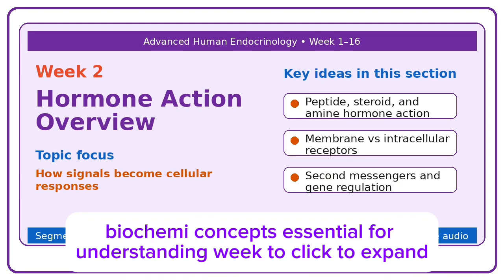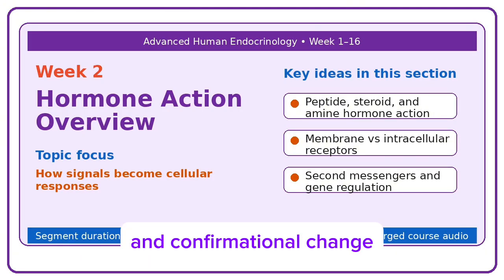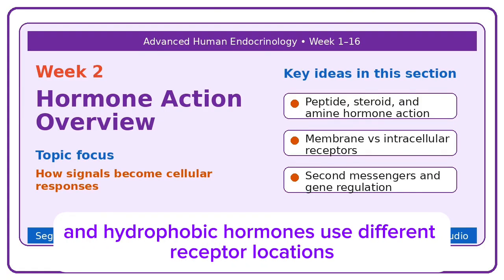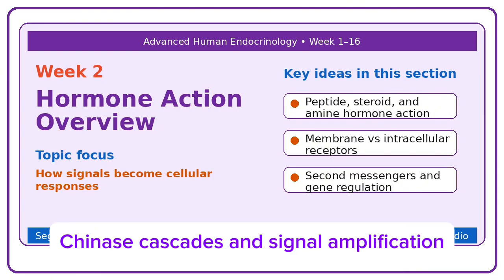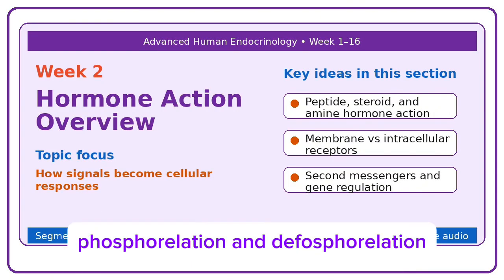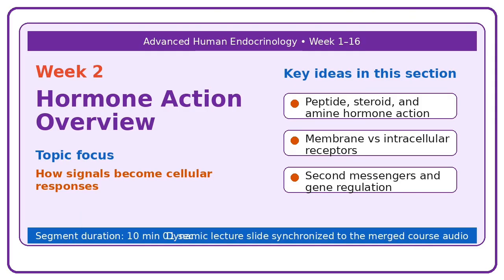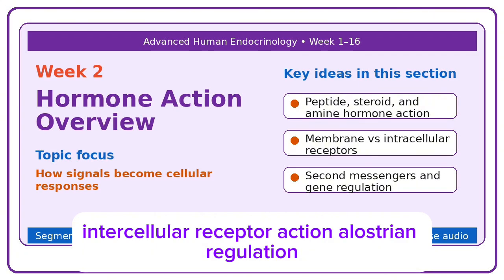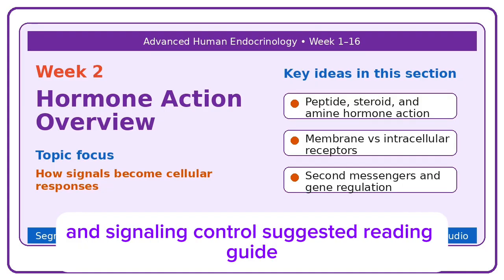Click to expand. Biochem 1 concepts. Protein structure helps explain receptor-ligand specificity and conformational change. Membrane structure explains why hydrophilic and hydrophobic hormones use different receptor locations. Enzyme catalysis is essential for understanding kinase cascades and signal amplification. Phosphorylation and dephosphorylation are central regulatory mechanisms in hormone signaling. Gene expression is essential for understanding intracellular receptor action. Allostery and regulation help explain receptor activation, cooperativity, and signaling control.